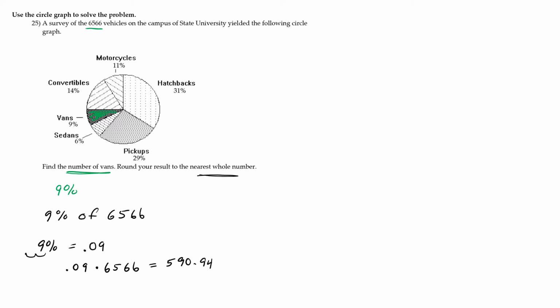So that 9 is actually going to round us up, right? Because that 9 is greater than 5, so that's going to round us up. So approximately 591 vans on that campus.